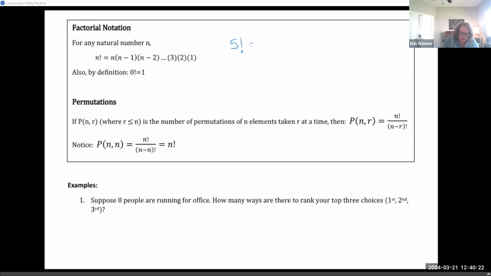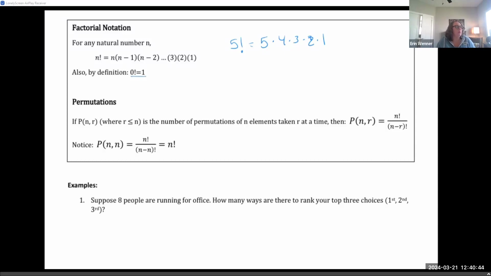This is a little confusing, so let's say we have 5 factorial. That means it's going to be 5 times 4 times 3 times 2 times 1, right? That's what 5 factorial means. It's the number times all of the previous values down to 1. Fun definition to remember: 0 factorial is equal to 1.